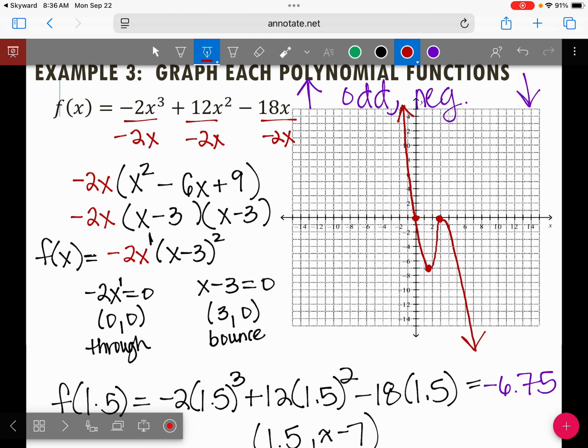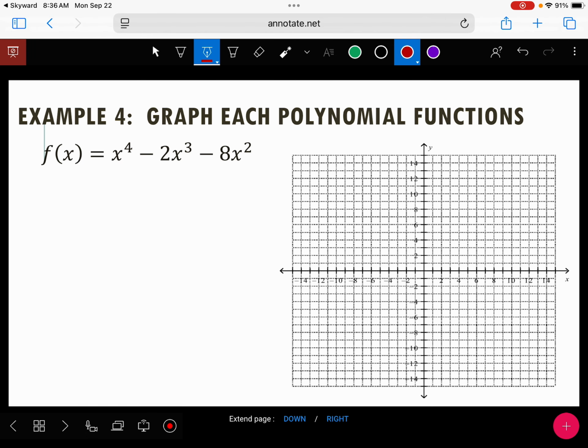All right, 2 more graphs. We ready for example 4? Ready? All right, let's go. Let's copy it down. I'm going to give you all a minute to do that on your own. Go ahead and factor it and find your zeros.